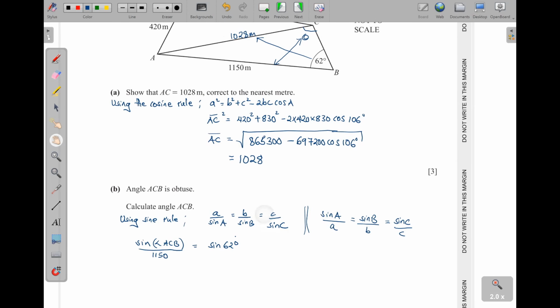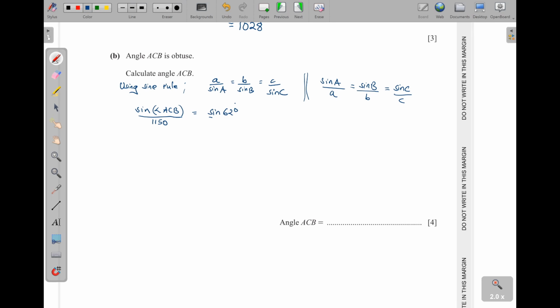So it is 62. Then the other side is 1028, so divide by 1028. Then I cross multiply. So I will have sine of angle ACB equal to 1150 sine of 62, then we divide by 1028. So meaning the angle ACB is going to be equal to the arc sine of 1150 sine of 62 degrees over 1028.